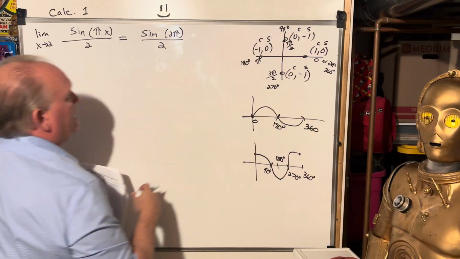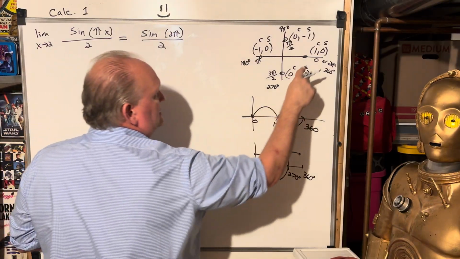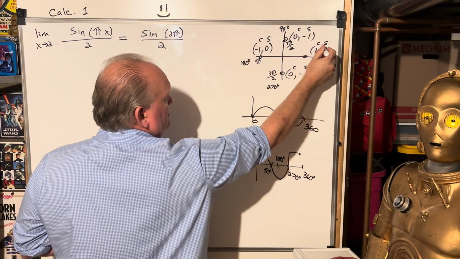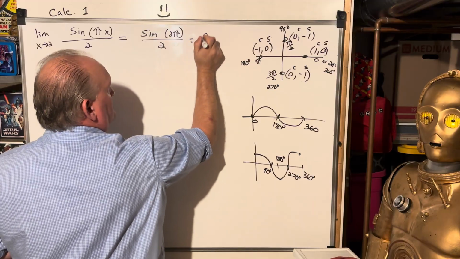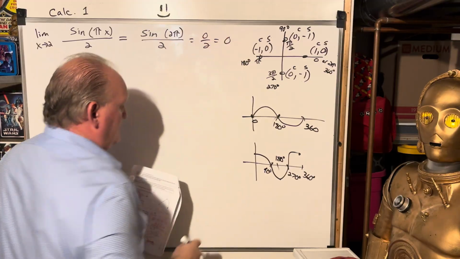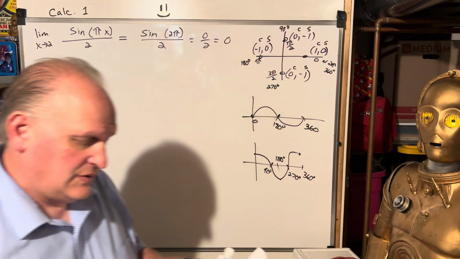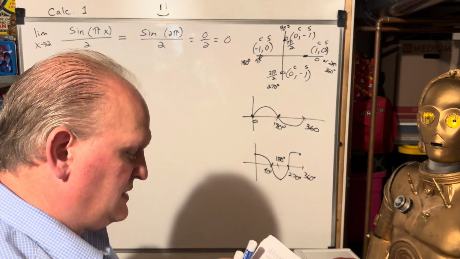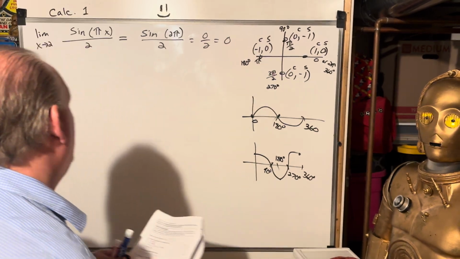All right, so anyway, all of that work to find out that the sine is 0. And so we got 0 over 2, which is fine. That exists. It's 0. So the limit as x approaches 2 is 0 on that one.